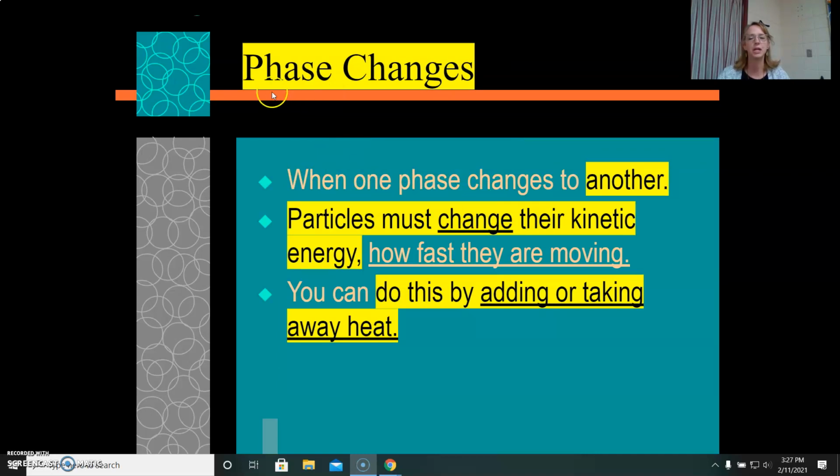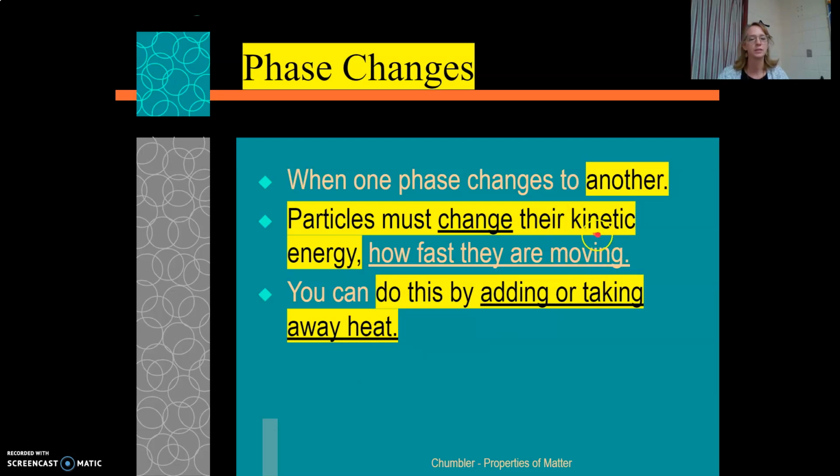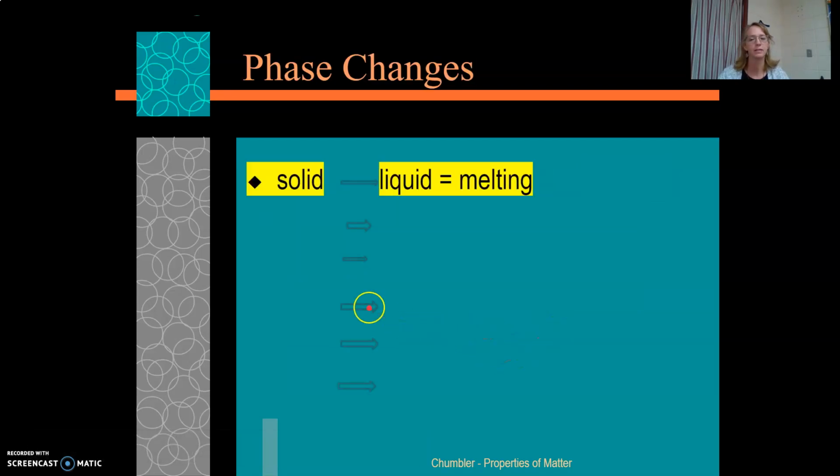Anyway, how do we change phase or go from solid to liquid to gas? It's all about energy. So everything starts with physics. In physics, you learned about kinetic energy. So it's the kinetic energy of those molecules and how much energy they have. And we change that energy by adding or taking away heat. So we're kind of just putting some fancy words to what you already know. Melting, freezing, we're just adding or taking away heat.